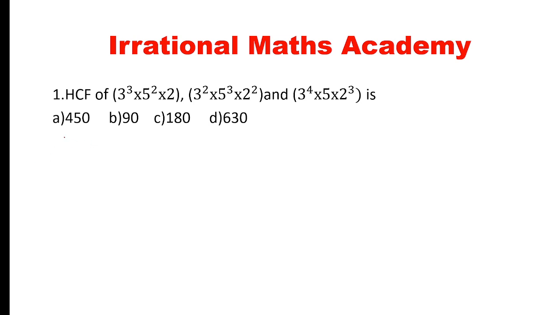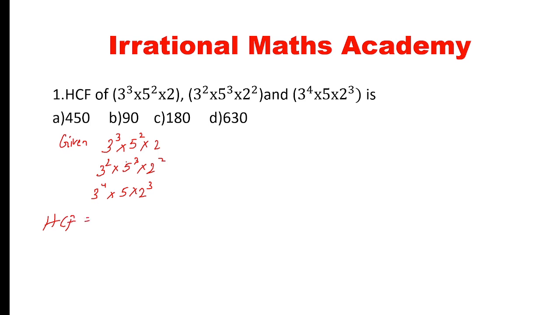So first let us write down the given numbers. That is 3 power 3 into 5 power 2 into 2, and next number is 3 power 2 into 5 power 3 into 2 power 2, and third number is 3 power 4 into 5 into 2 power 3. So HCF of these three numbers we need to find out.